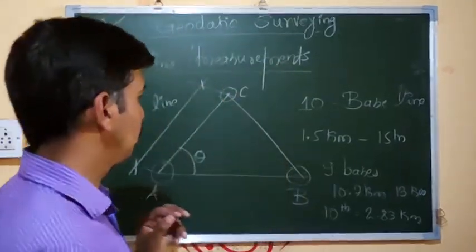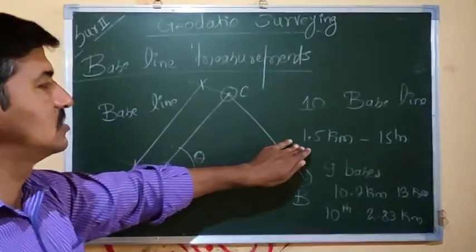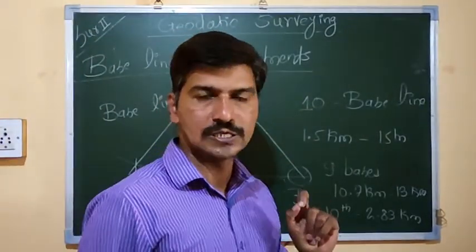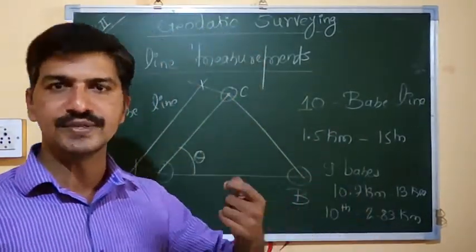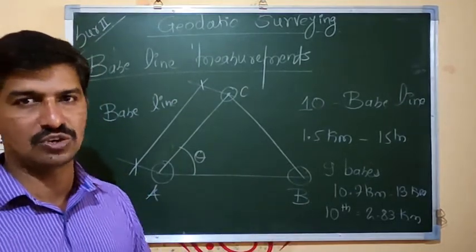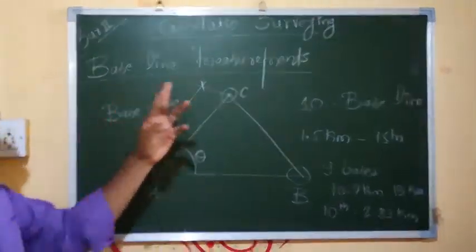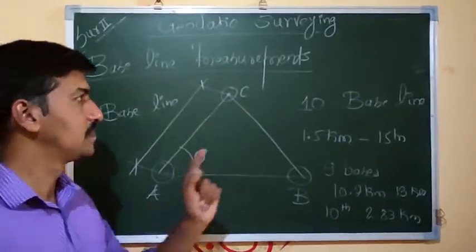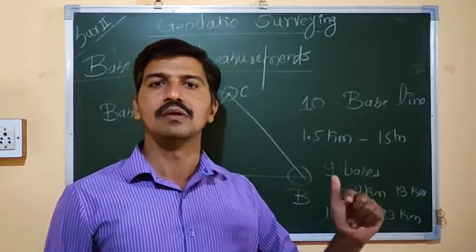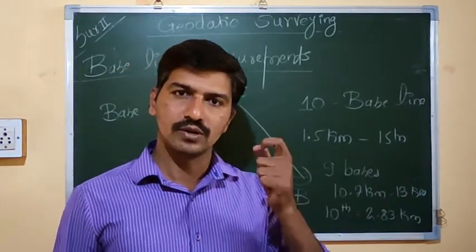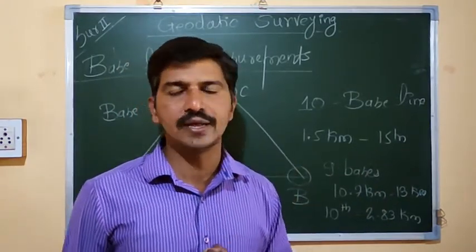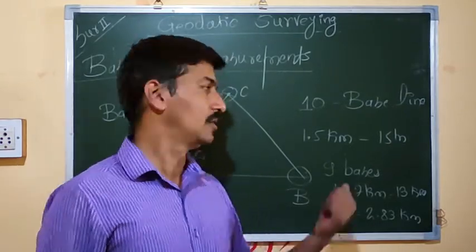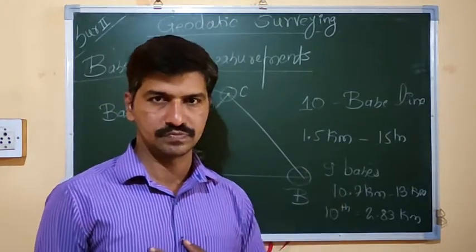Okay, so normally the range of your baseline will be from 1.5 kilometers to 15 kilometers. Again, it depends on the primary, secondary or tertiary classification of the triangulation system. So this is all about baseline measurements, how we have to take the baseline measurements. 10 bases were created in 1945 by the Survey Department of India. The topographical map was created by using these particular calculations.